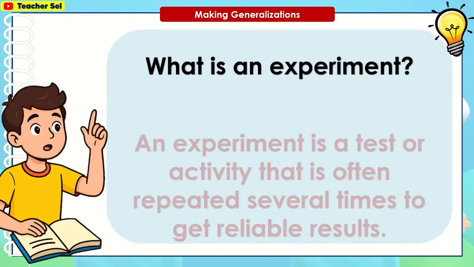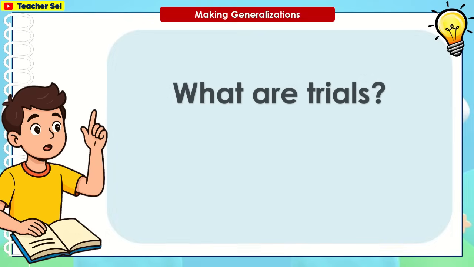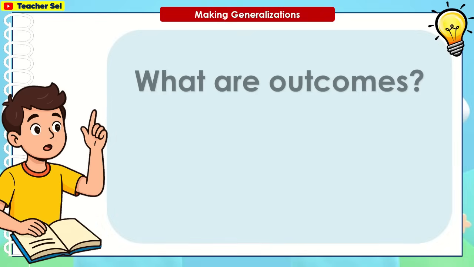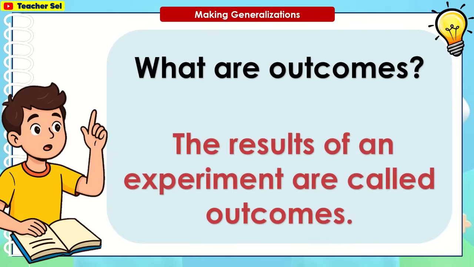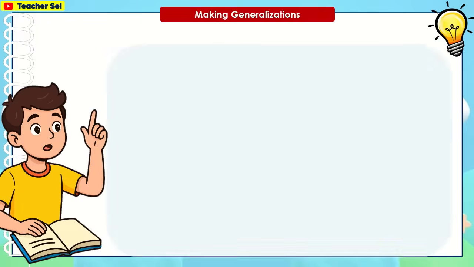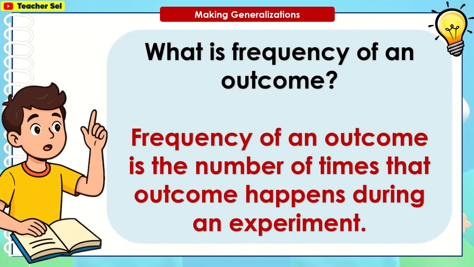What is an experiment? An experiment is a test or activity that is often repeated several times to get reliable results. What are trials? The repeated tests are called trials. What are outcomes? The results of an experiment are called outcomes. What is frequency of an outcome? Frequency of an outcome is the number of times that outcome happens during an experiment.